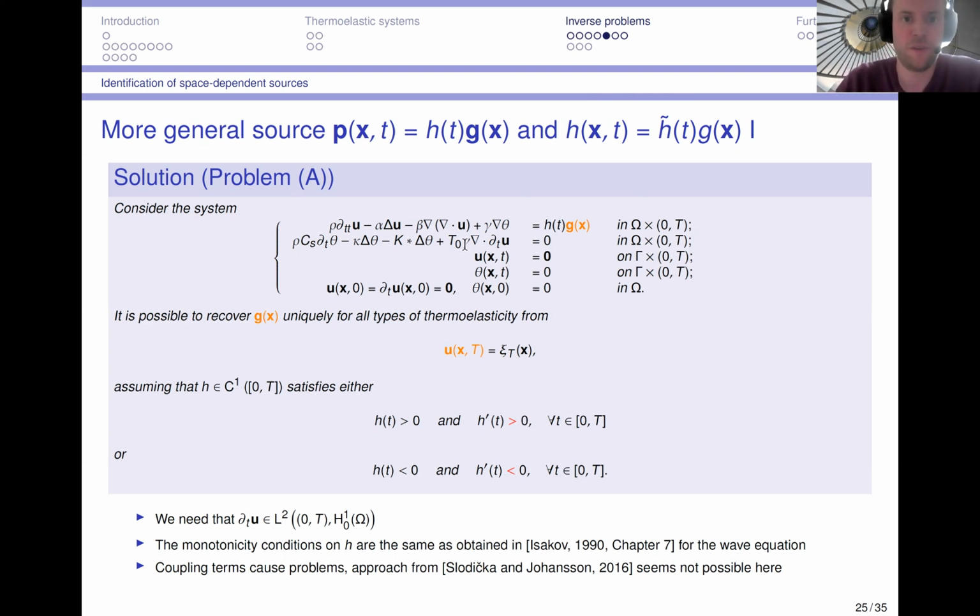We use the variational approach, so here it's needed that the time derivative of u belongs to this space, and we see that we get the same monotonicity conditions on h as obtained by Isakov for the wave equation. We tried also to use the variational approach used by Slodicka and Johansson in their paper, but when you make the substitution to the new variable, these coupling terms make problems, and it doesn't seem possible to obtain the uniqueness of the solution. So definitely this is an interesting direction for future research.